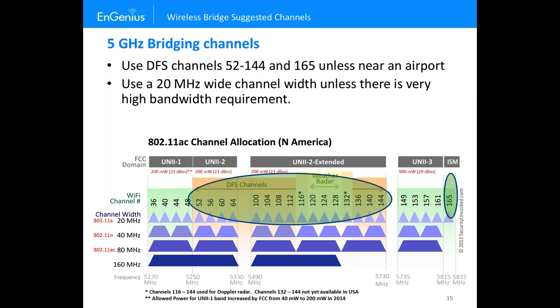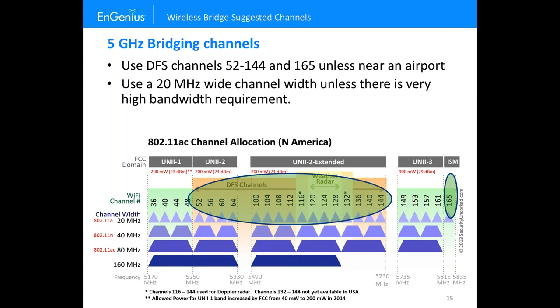Now, one of the things you always want to do is use our AP scan feature, because that's the vantage point of what the radio is hearing. Scan and see what's there. You might find that channel 100 is being used by someone else, and then don't use that channel.